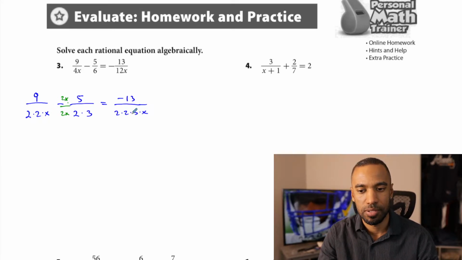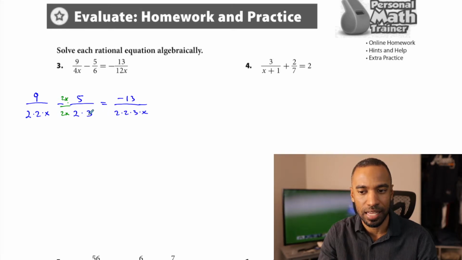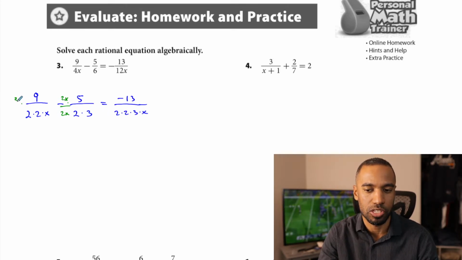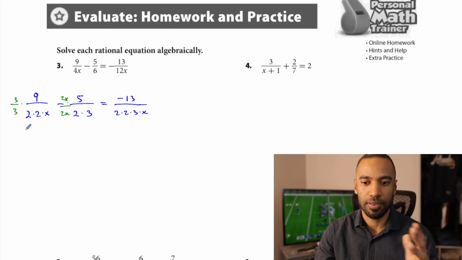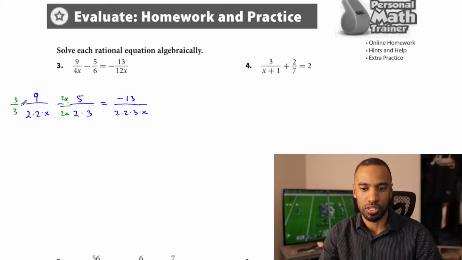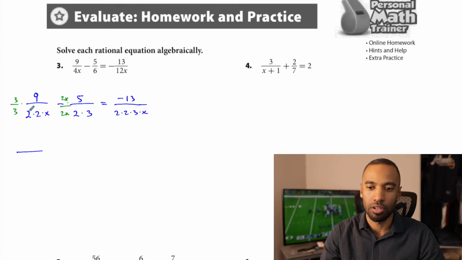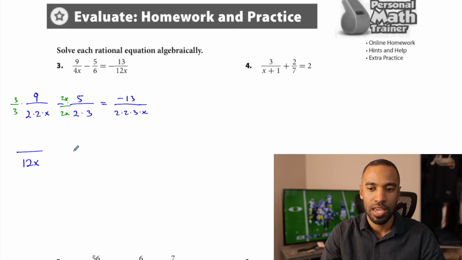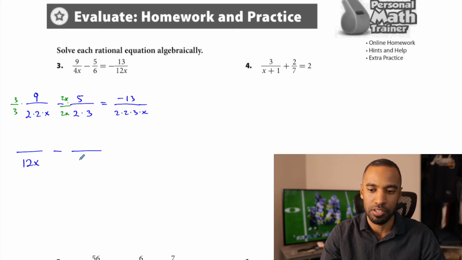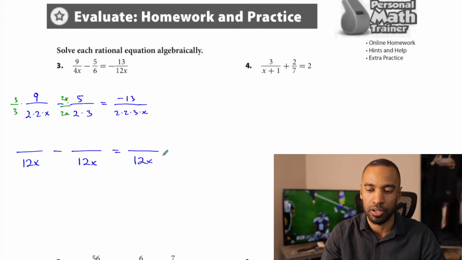This 2 times 2 times x seems to be missing a 3 that this and this have. So I'm going to multiply this top and bottom by 3, as you can tell. So if I were to give the full version of this now, on the bottom of all of these, 2 times 2 times 3 is 12, times x is 12x. This has a common denominator here, guys, of 12x. So I've achieved that common denominator by writing that.